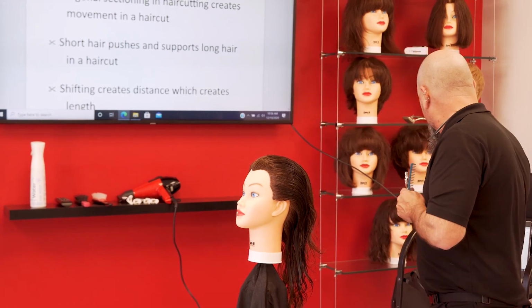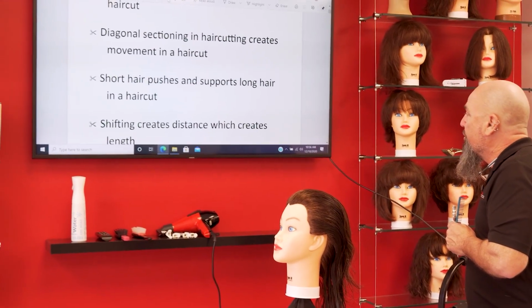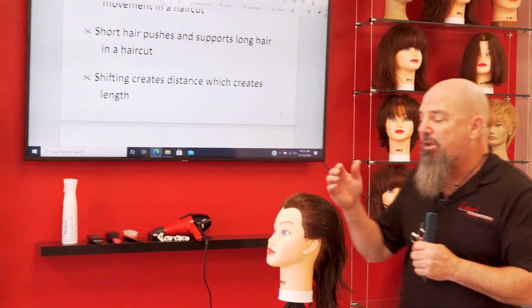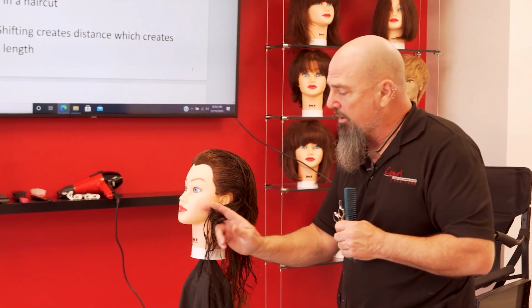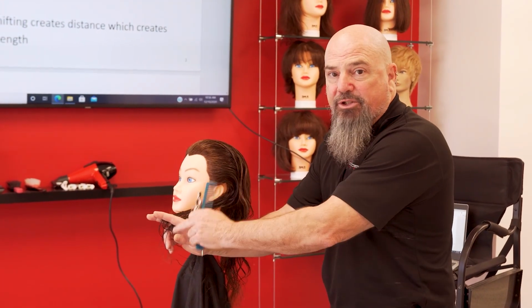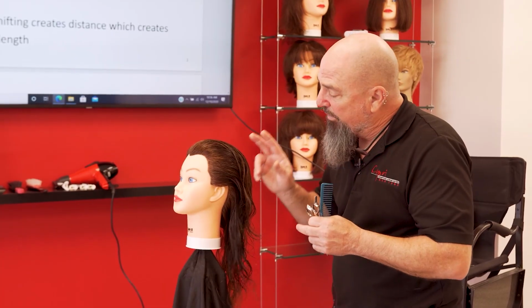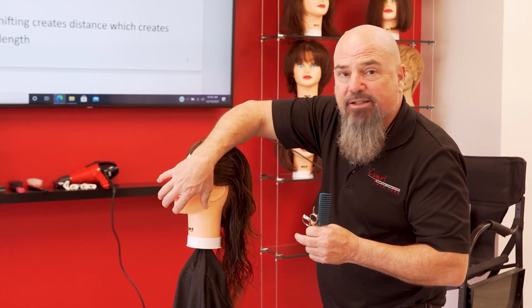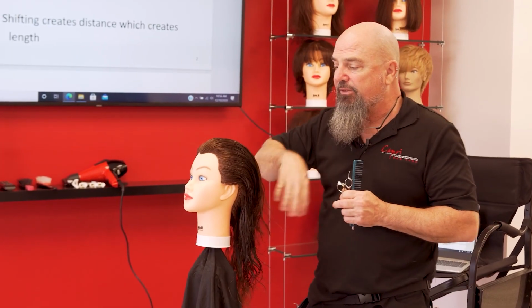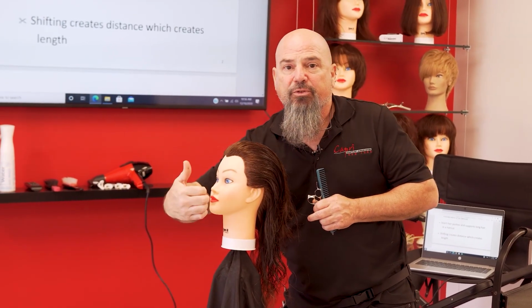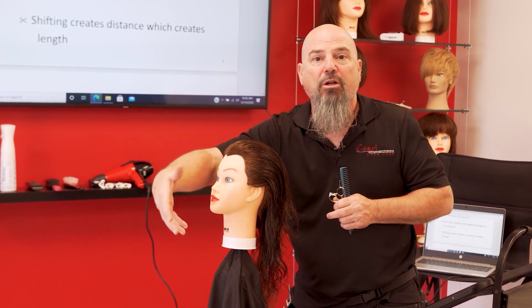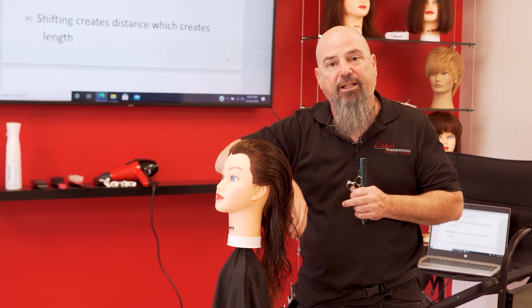And then last but not least is shifting creates distance, which creates length. What we mean by that is by taking our hair and shifting it in one direction, that forces the hair to travel a farther distance, and that means when we shift hair, we're creating distance in the hair lengths, which creates length. So if we're going to shift in our haircuts, we want to shift towards the shorter area, which will force the areas that we want longer towards that area to create more length in the haircut.